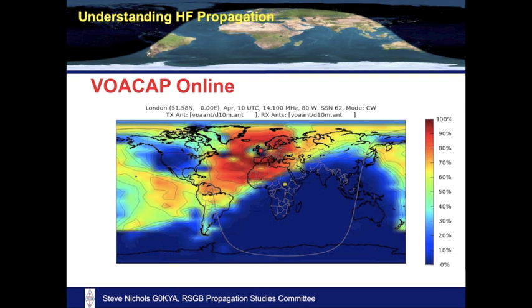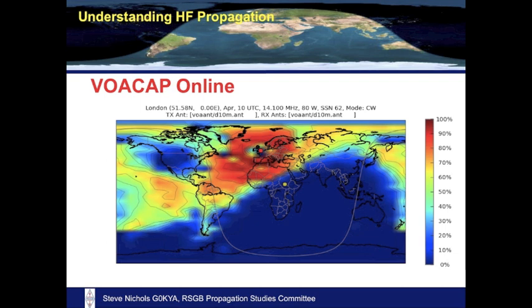So what you can do is put in your details, and in this case we're in the UK, so it will give you a map, a hotspot map if you like, of the probability of being able to work these various parts of the world on a particular band. So this one was actually calculated for 14.1 megahertz, and you can see at this particular time of day, on this particular time of year, we've got quite good probability of being able to work maybe down into the Atlantic and into the Caribbean, but virtually no chance of being able to work Australia on short path anyway on 14.1 megahertz. So VOACAP Online is a very, very good tool for working out what you can work and when.